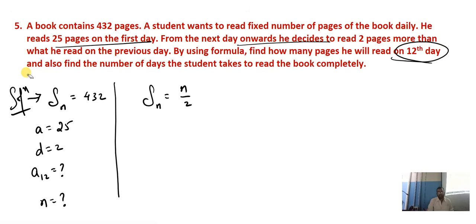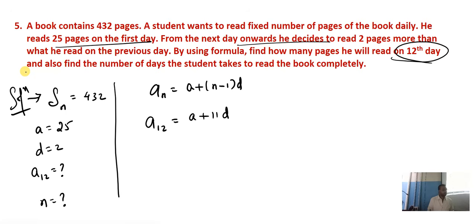One minute. Later we do Sn. Wait. First they are asking the 12th term, no? Because we know a and d, it is easy for us to find the 12th term. So An is equals to a plus n minus 1 into d. So 12th term A12 can be written as a plus 11d. First term 25 plus 11 into d, which is 2. That is 25 plus 22, that's nothing but 47. So 12th term is 47.